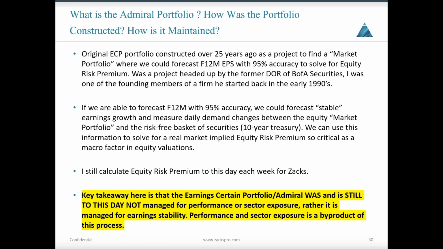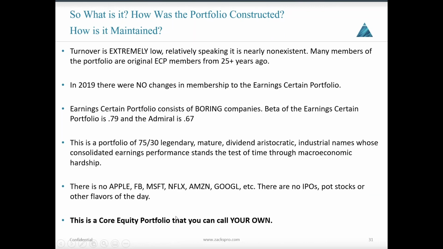We're not managing this for performance. We're not managing it for sector exposure. It's literally a byproduct of this constant quest for what I call earnings stability and the growth characteristics that go along with that. So again, extremely low turnover. Many of the members are original ECP members from 25 years ago. In 2019, there were no changes in membership to the earnings certain portfolio. So again, really, really low turnover.